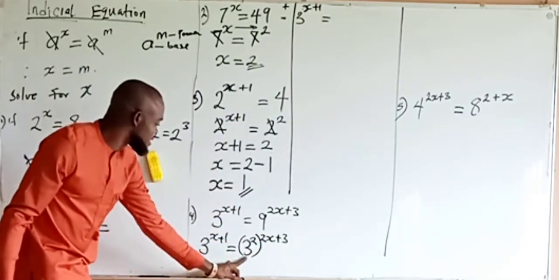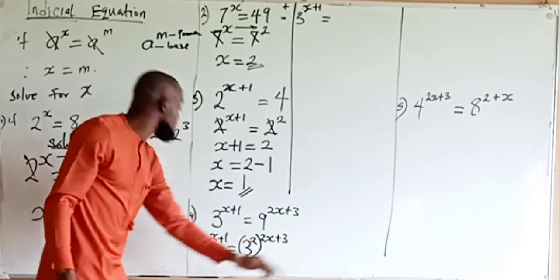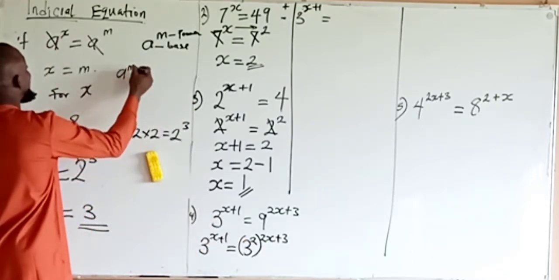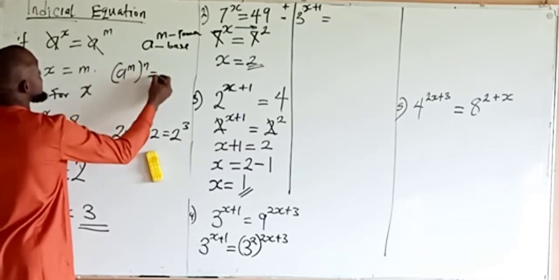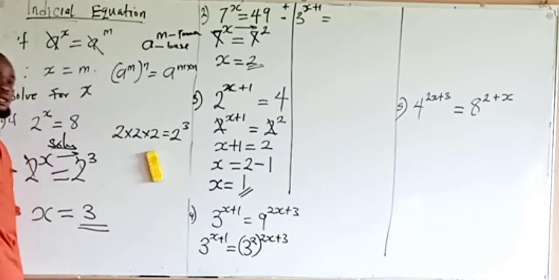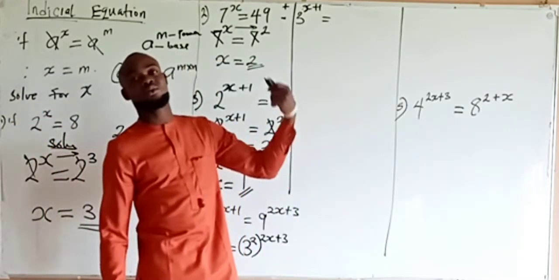Now, how are we going to express this? We have double power: 2 and 2x plus 3. Remember, I said if you have a raised to the power n and everything is then raised to the power n, how do you express it? It will be a raised to the power n times n, as in our first class. So if you have not looked at our first class on indices, ensure you go back to that class.